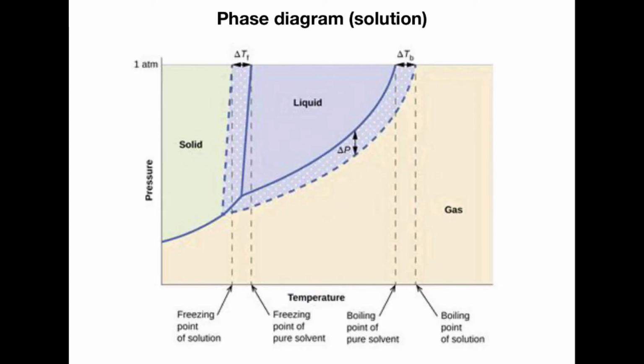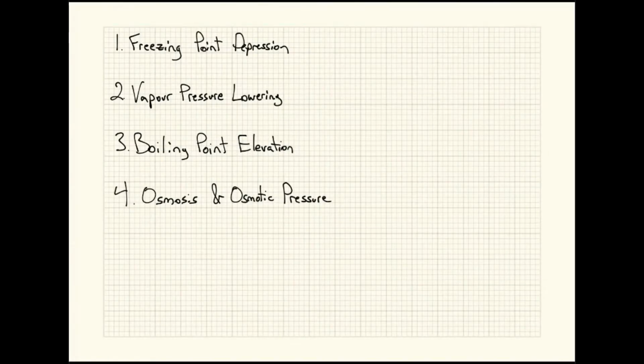Freezing points getting lower, boiling points getting higher, vapor pressures lowering, and there's actually a fourth colligative property. The fourth colligative property is known as osmosis and osmotic pressure. You may have heard of osmosis before. And osmosis is a colligative property. So we'll define what we mean by osmosis and, of course, define what we mean by osmotic pressure in today's lecture. But these are the list.